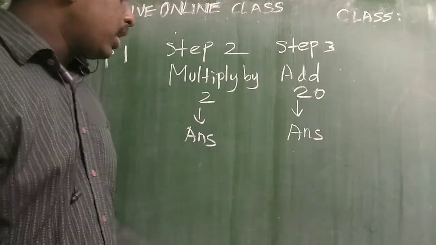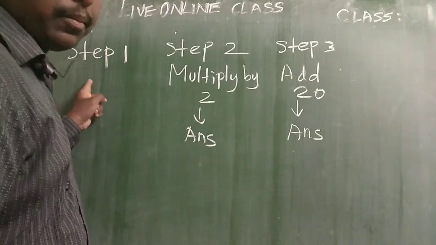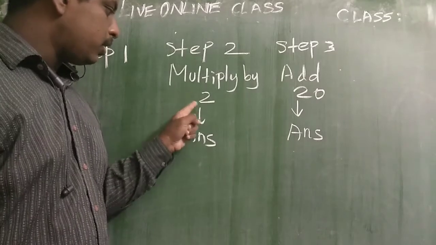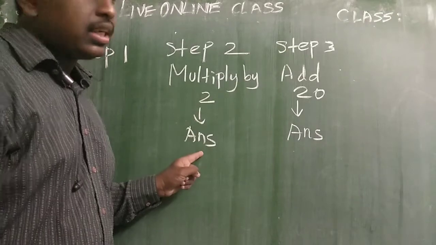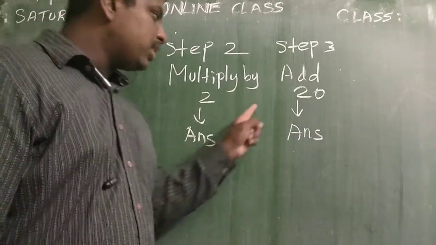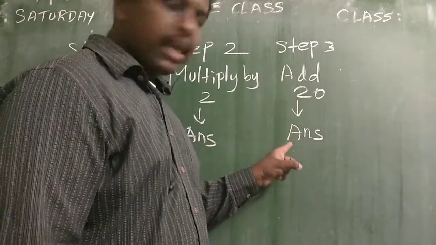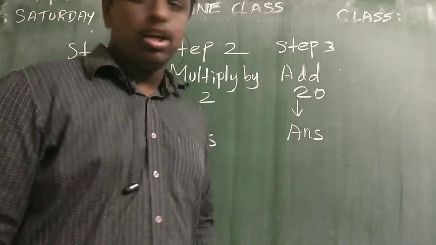So clearly listen. Think of one number in the first step, multiply the number by 2 in the second step, and you get one answer. Consider that as the primary answer. Add 20 to this primary answer in step 3, and you get another answer. That answer is the secondary answer. So now you have the secondary answer.